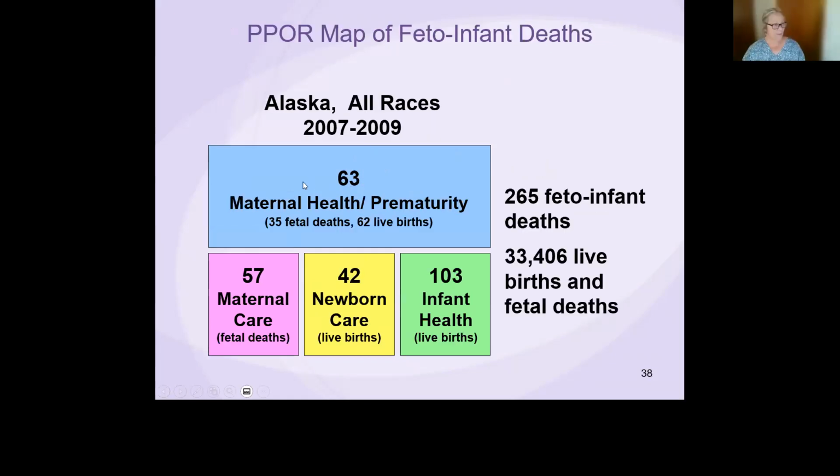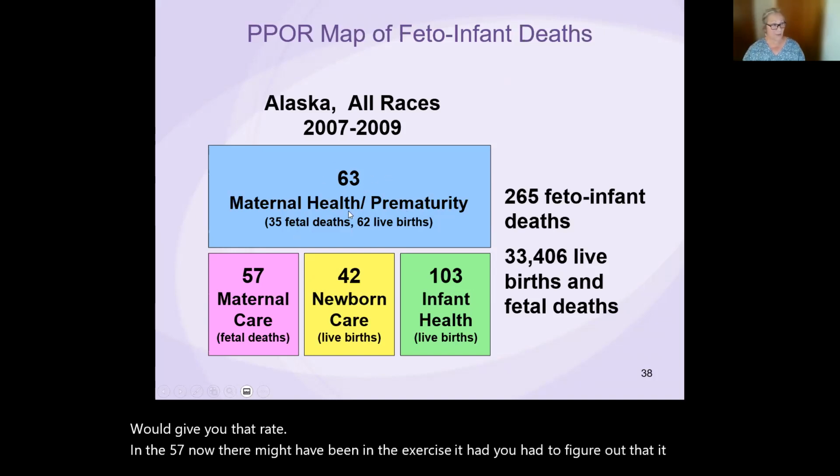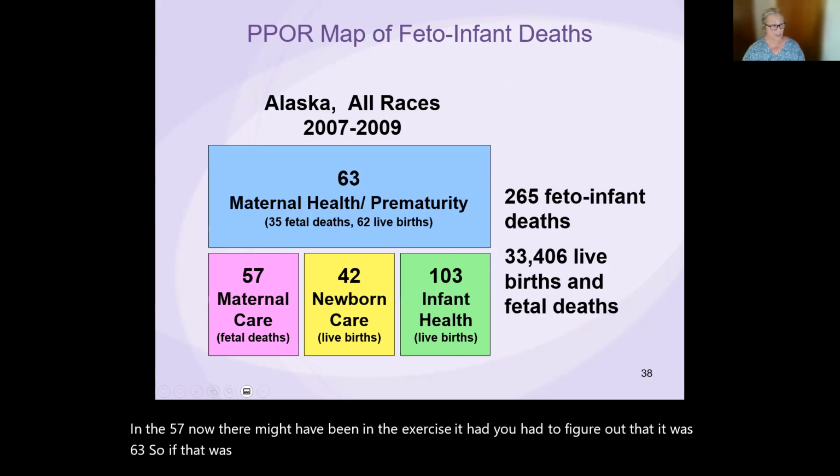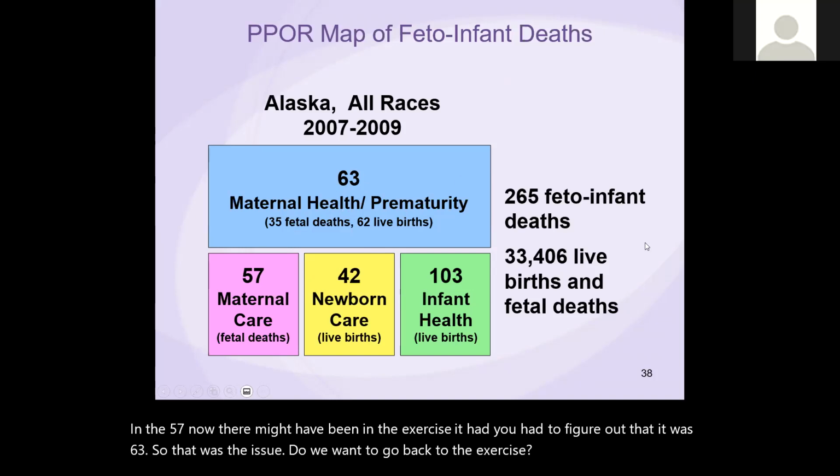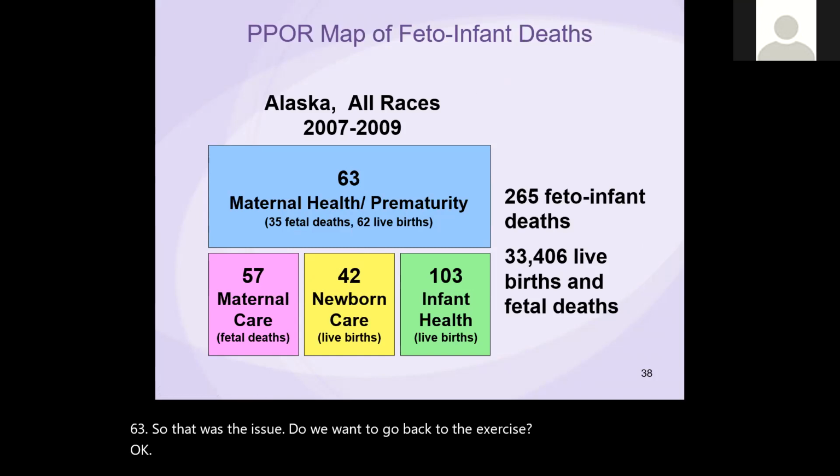So for the maternal health prematurity, 63 times 1,000 and divided by this denominator, the 33,406, would give you that rate. And the 57, now there might have been, in the exercise, you had to figure out that it was 63. So if that was the issue, do we want to go back to the exercise? Yeah, that was my issue. And maybe we don't need to go about it now, but basically I got 63 for the maternal care, not for maternal health and prematurity. So I was obviously reading something wrong.